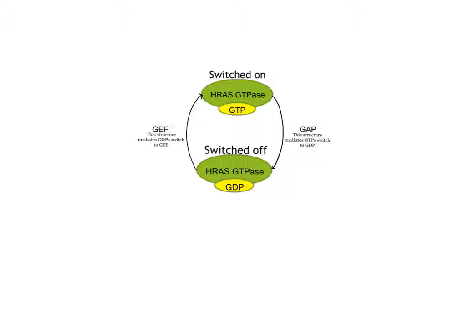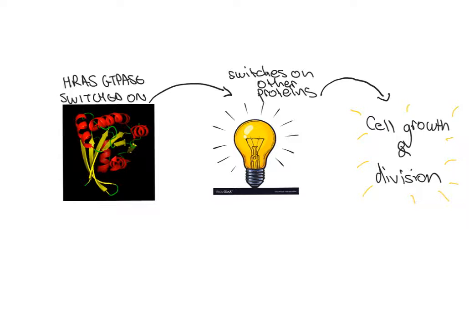And this is essentially how the HRAS GTPase protein relays a signal, by constantly switching between the GDP off version and the GTP on version. But what is the protein actually achieving by switching on and off? Well, when it's switched on, it also switches on other proteins. And this in the end will eventually result in a signal for cells to either grow or divide in the human body.